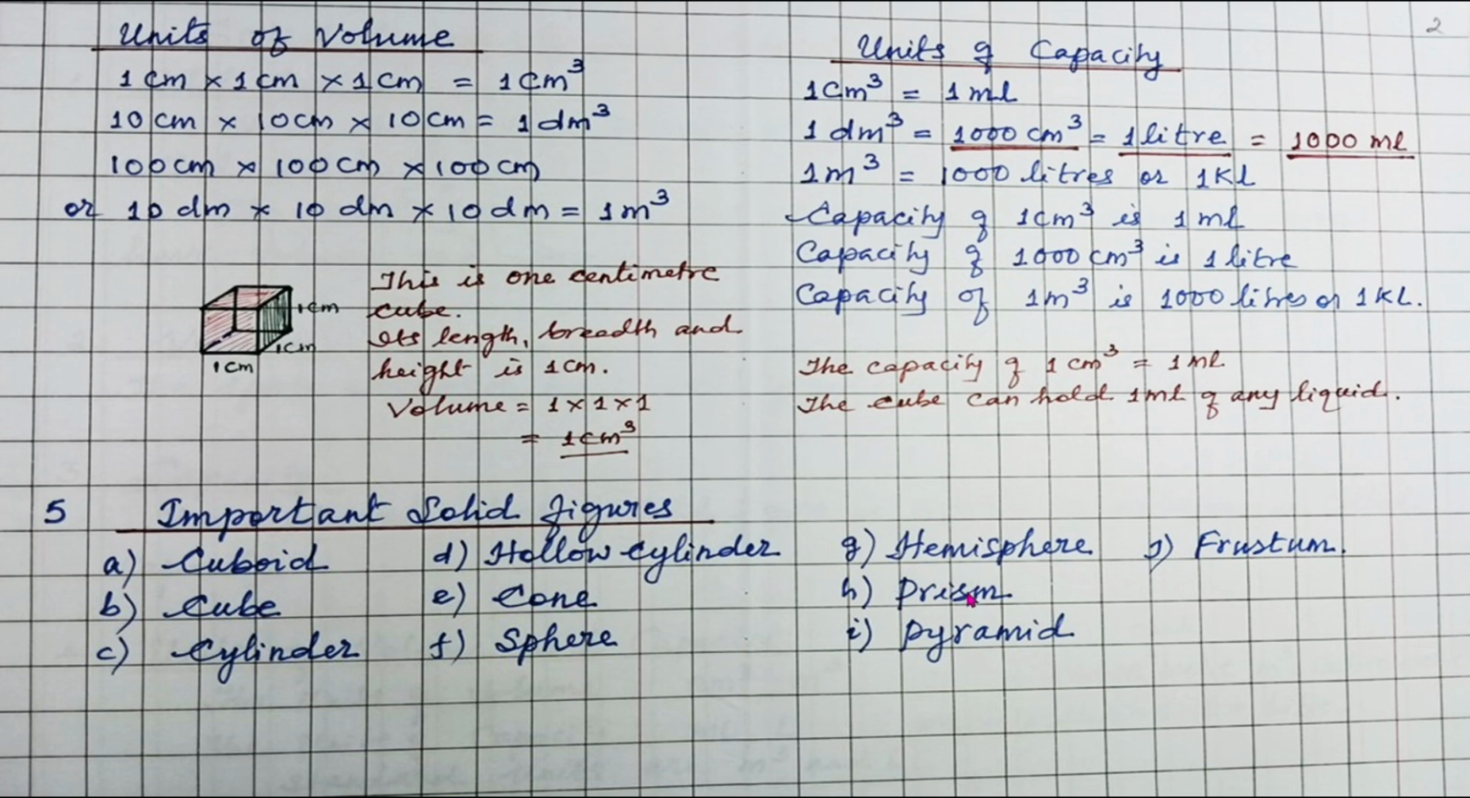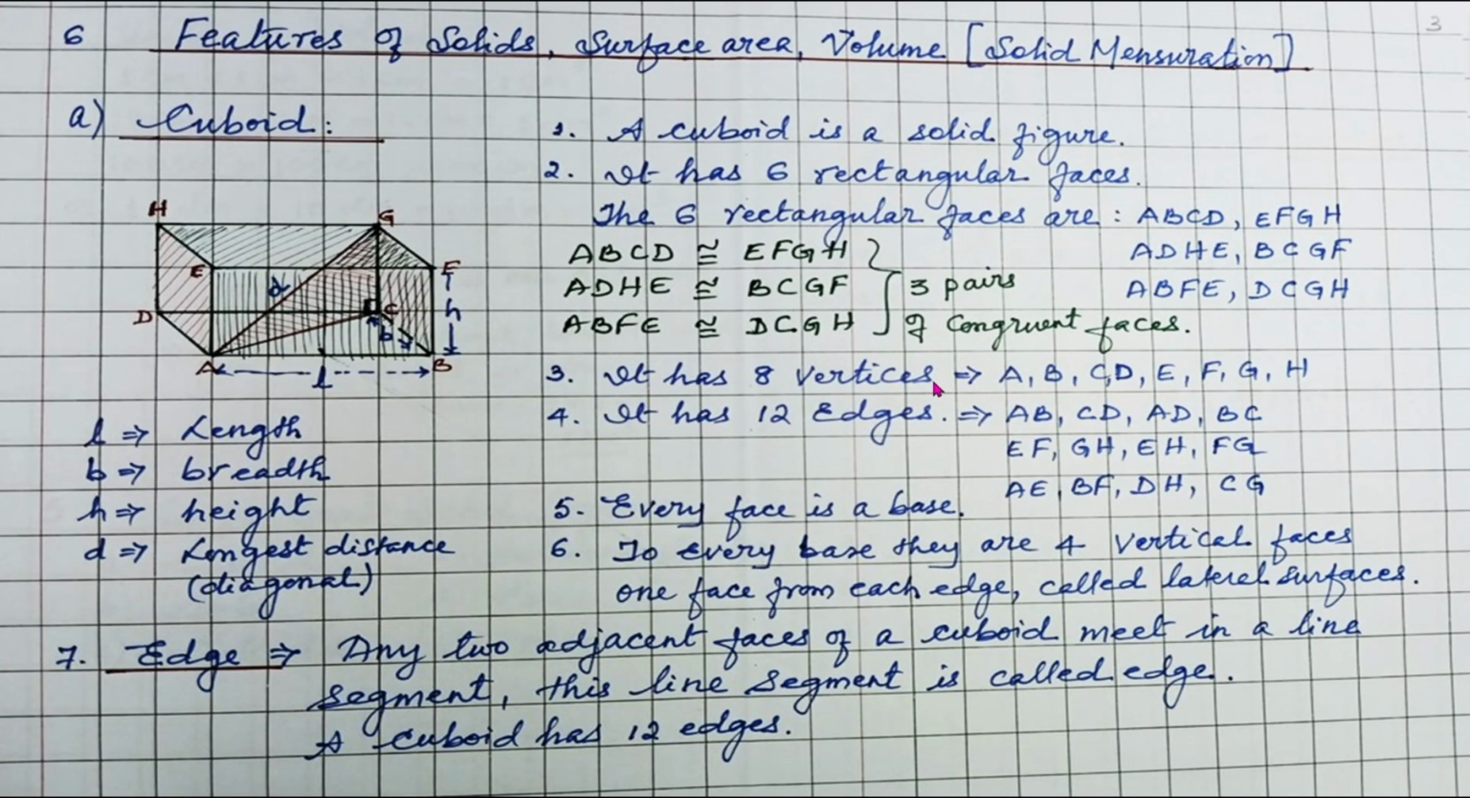Now the important solid figures which we will be discussing are the cuboid, cube, cylinder, hollow cylinder, cone, sphere, hemisphere, prism, pyramid and frustum. So we will be learning these solid figures one by one. And now let us learn the features of a cuboid, which is the first solid figure we will be discussing. Now cuboid, as I have written here, it is a solid figure.